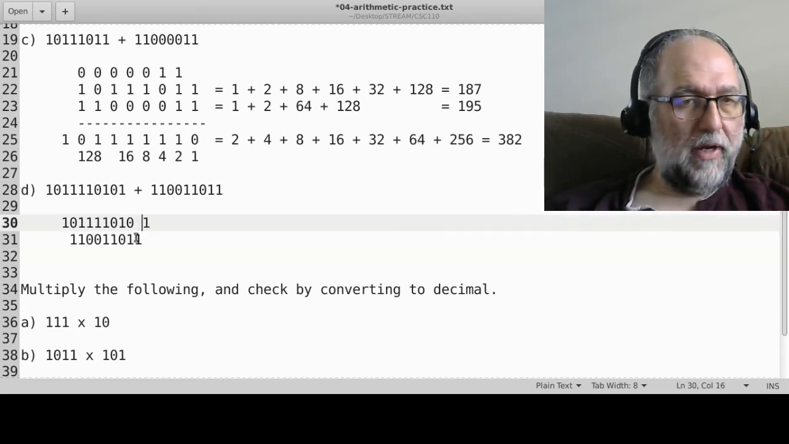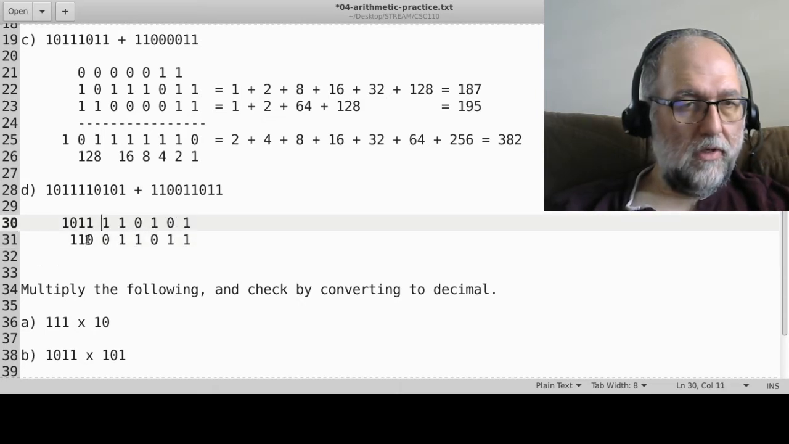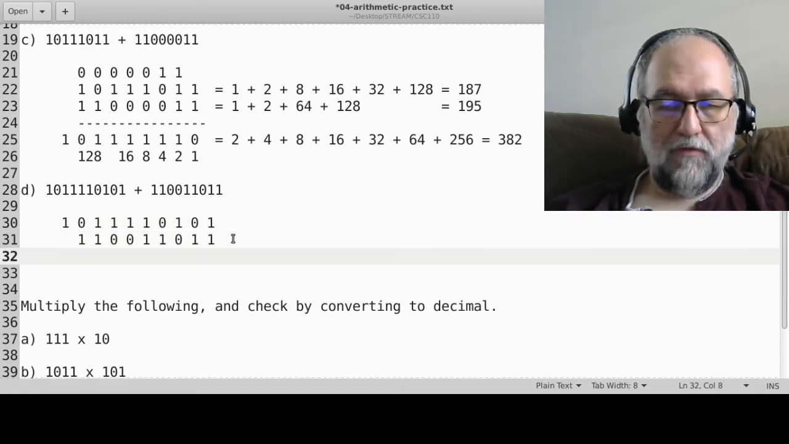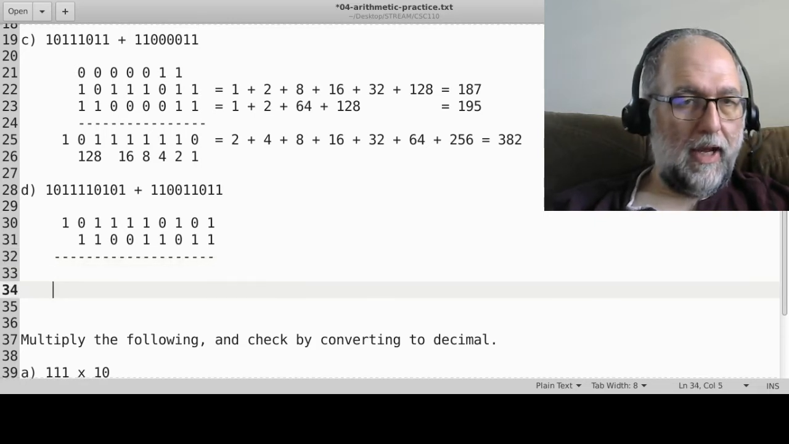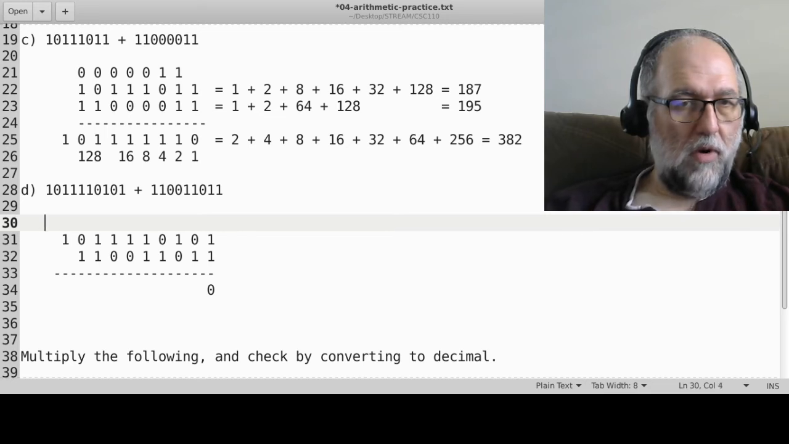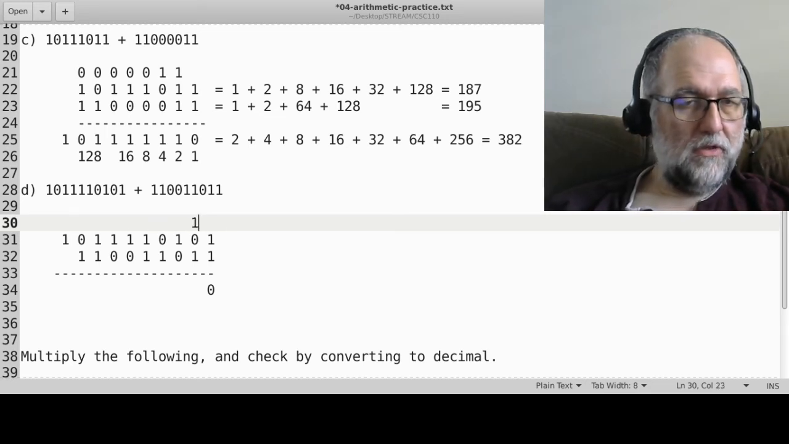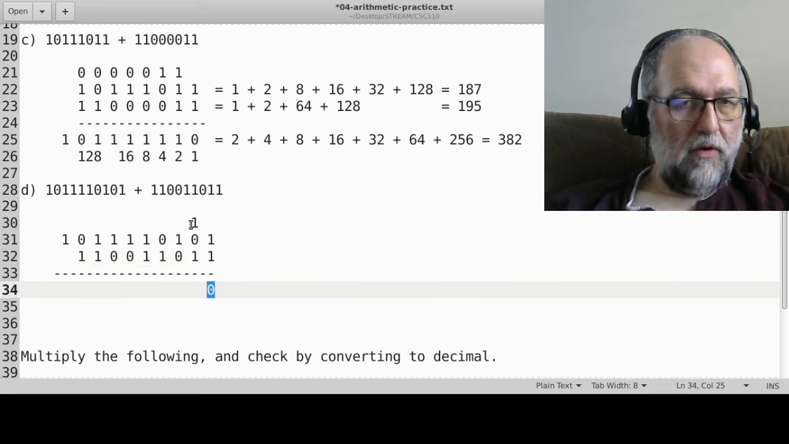So, okay, let me space these out again. So what did I do? I start off by aligning them, just like you would if you're adding them in decimal. And then let's start over in the ones column, and we have 1 plus 1 is 0, carry 1. All right, so there's our first addition. 1 plus 1 is 0, carry 1.